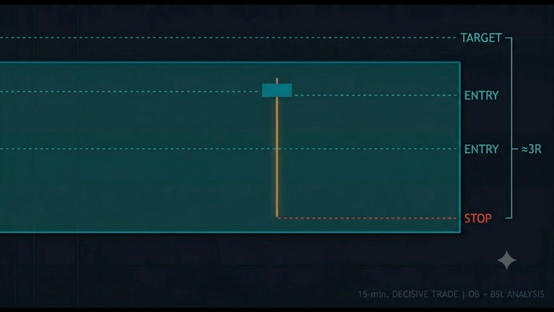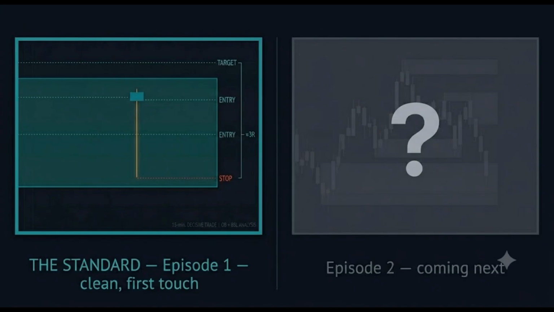Stop loss goes below the wick, a small buffer beyond the lowest point of the rejection. Target is the next BSL level above, the same level we identified back on the 4H chart during the top-down analysis. Risk to reward on this setup comes out to roughly 3 to 1. The trade is placed. That's it. That's the entire decision.